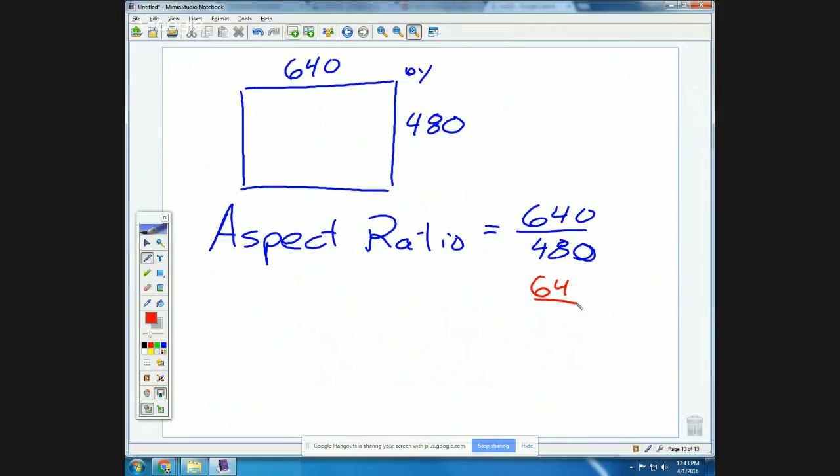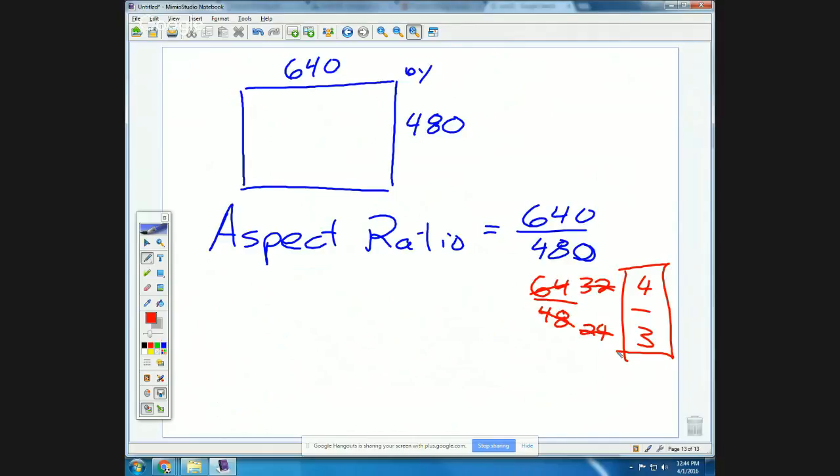So I could say this is 64 over 48. And then I could cut top and bottom in half, right? So let's see, half of 64 is 32, half of 48 is 24. Cut it in half again. Oh, 8 goes into both of these. Yeah, it still does. Okay, so 8 goes into 32, what, 4 times? And 8 goes into 24 3 times. Well, that's cool. An aspect ratio of 640 by 480 is the same as an aspect ratio of 4 to 3.